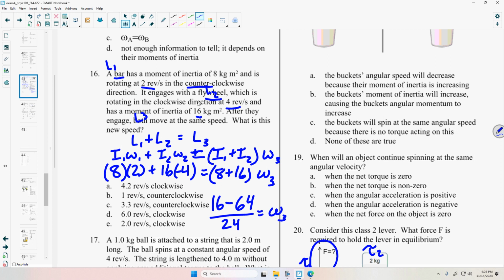What's 16 minus 64? Anybody know? Oh yeah, negative 48. So it's negative 48 divided by 24, or negative 2. So that's 2 revolutions per second clockwise. I know it's clockwise because it comes out negative. Okay? Is that clear? Those are a little more involved, but they're still really similar to the other conservation of momentum problems that we've seen.